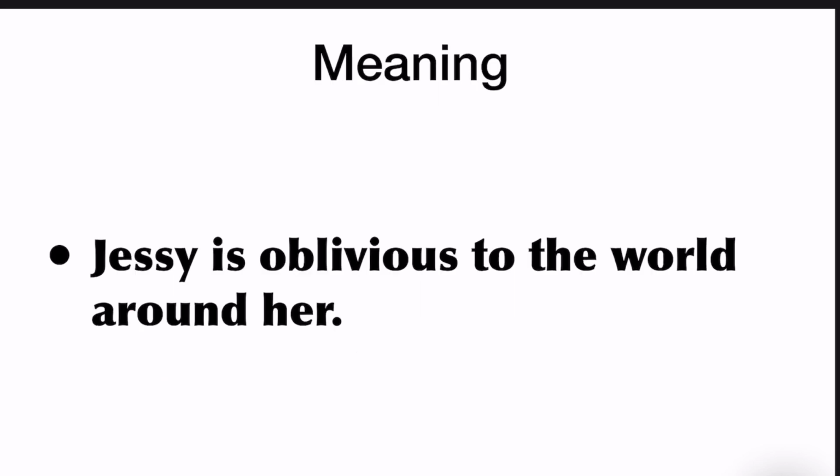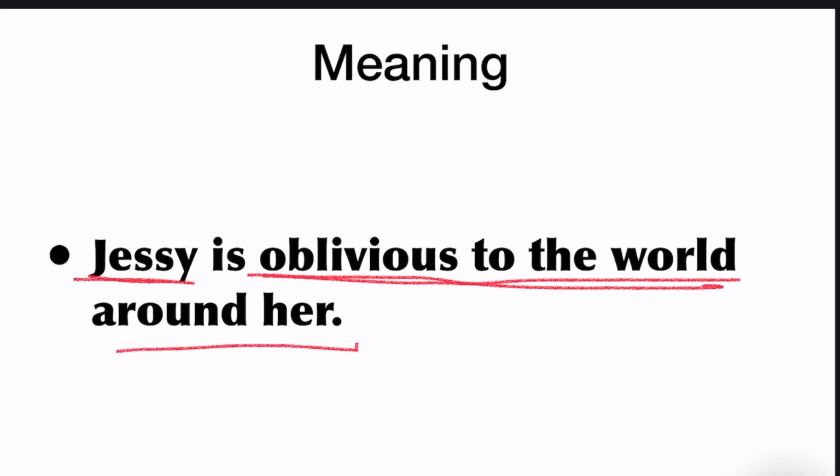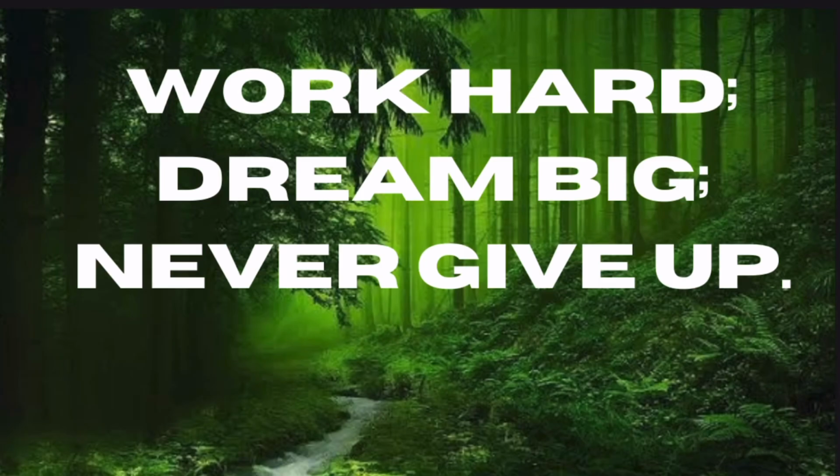Number 2, Jessie is oblivious to the world around her. It means Jessie is unaware to the world around her, ignorant to the world around her. So far in this class, we have discussed the meaning, synonyms, pronunciation, and usage of the word oblivious.